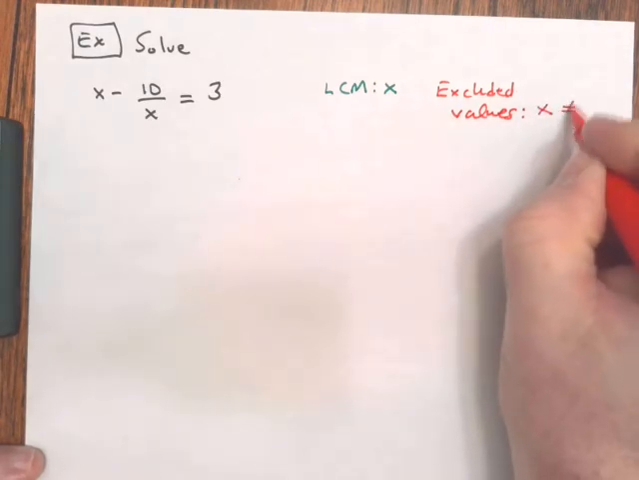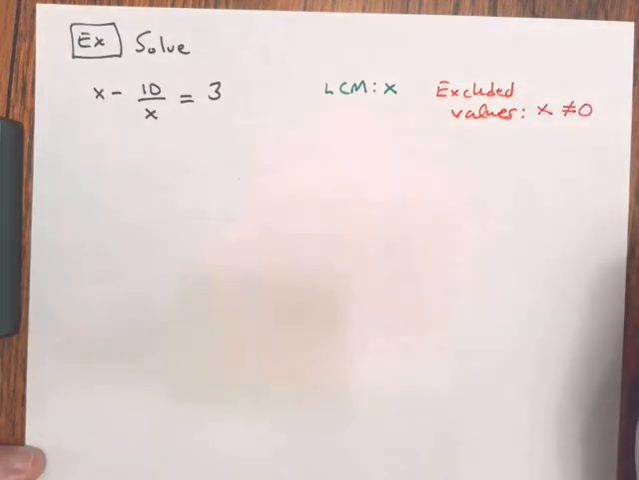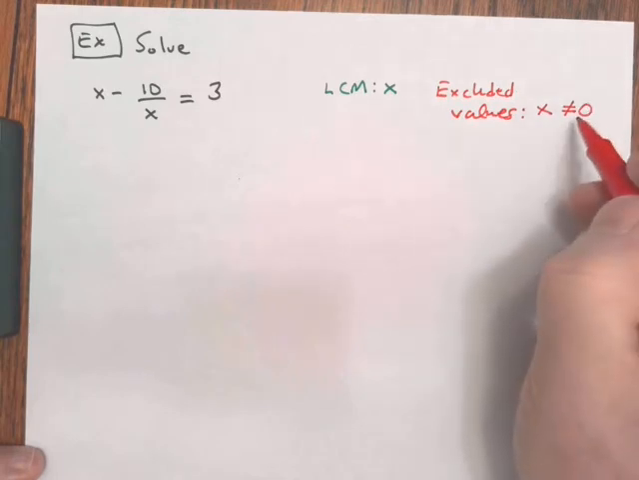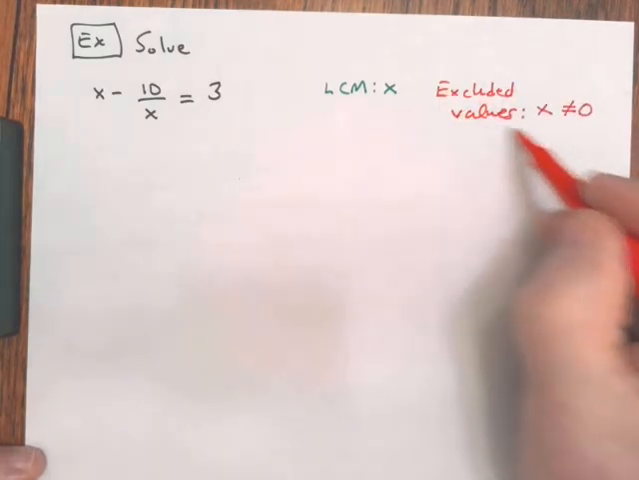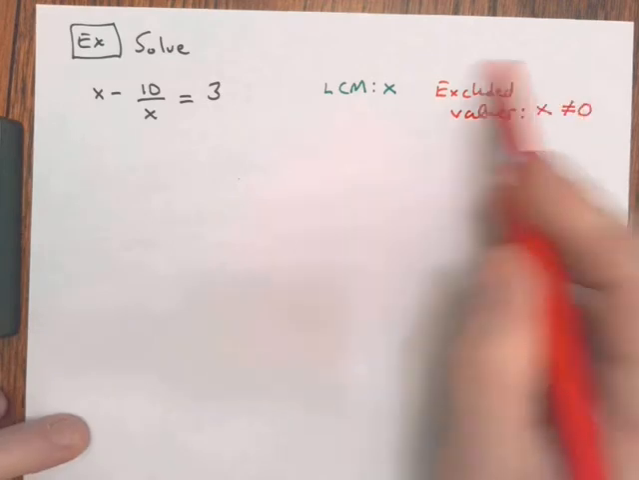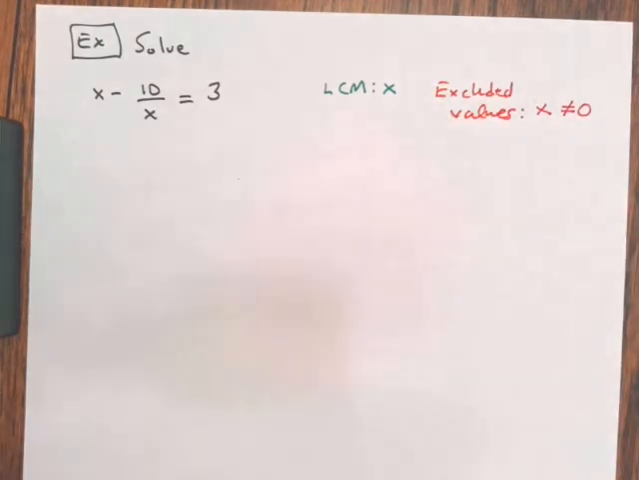So in this problem, x can't be 0. When we go through and solve this and we get to the end, if 0 is a solution, we are going to need to get rid of that. So we want to make a list of our excluded values before we go through and solve. You could also do it at the end, but a lot of times it's easier to see towards the beginning and then do the problem from there for solving.